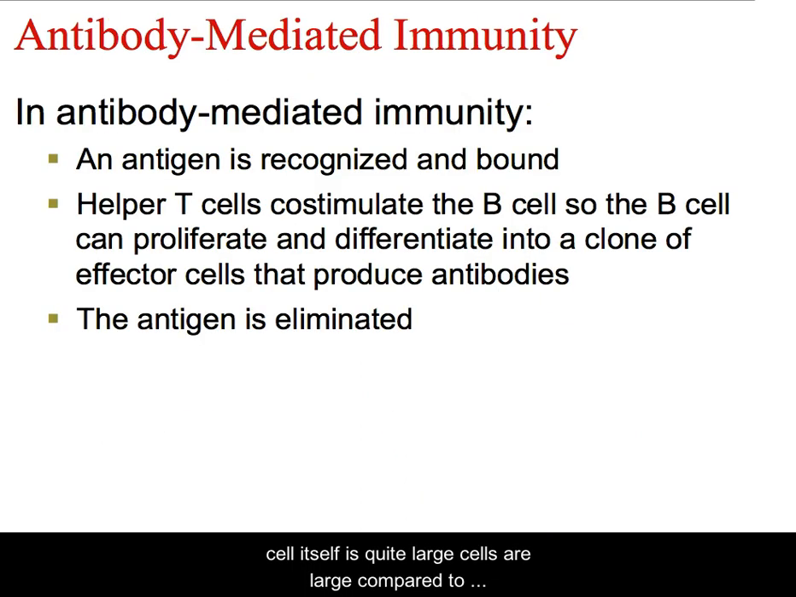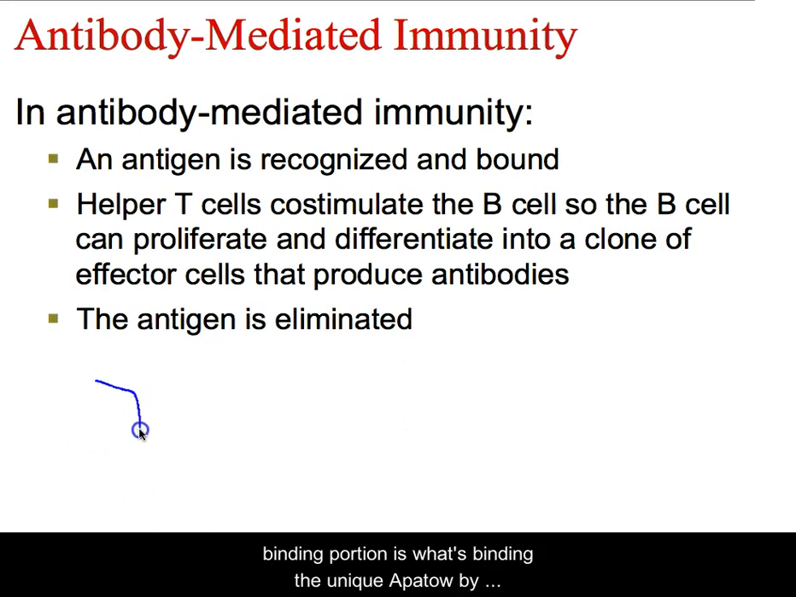How do we then shift? How does the body know that you can use antibodies to identify pathogen? And what's the difference? Well, one is a cell. That's the T cell. The entire T cell itself is quite large. Cells are large compared to proteins that are in solution of the plasma of your blood, which is what we're talking about here.